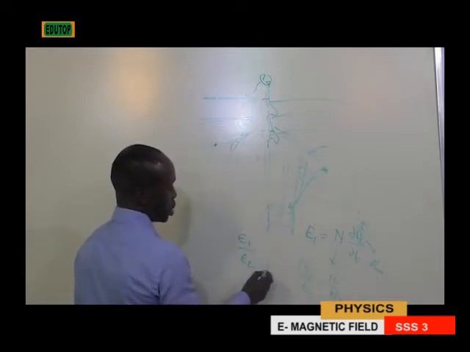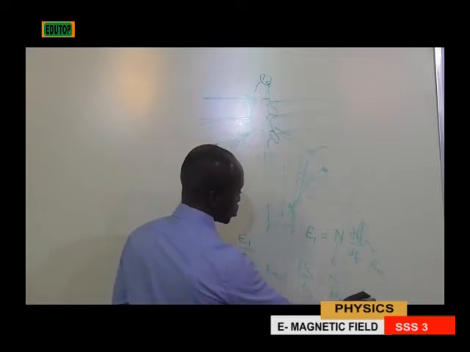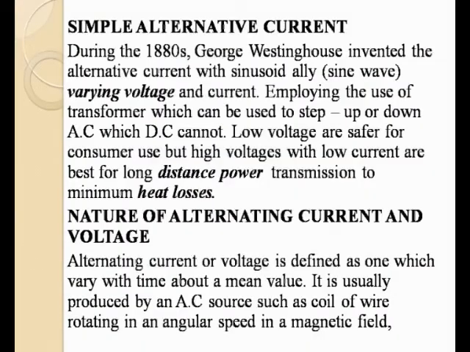Your E here stands for your EMF, while N stands for your number of windings. I'll be looking at a simple alternating current.